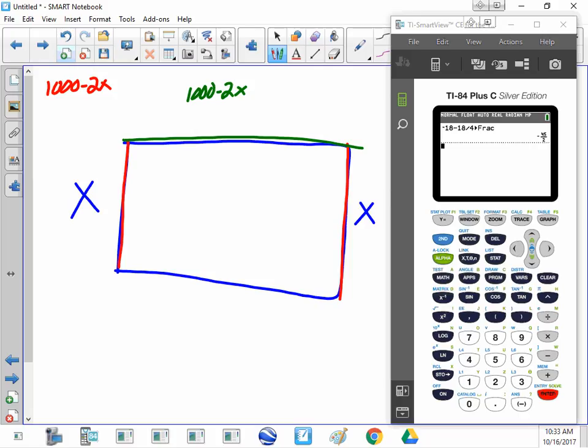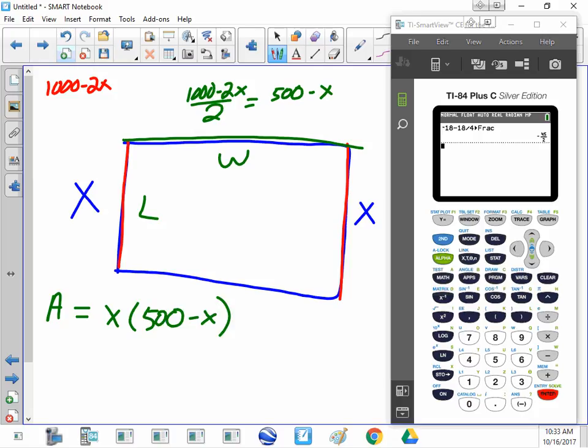Oh, I see what you're saying. So once we get here, can we simplify? Yes, you can. So 500 minus X. Okay, so what is the area of that rectangle? It's just L times W, right? So X times 500 minus X. So I essentially get negative X squared plus 500X. Now what do I want to do? I want to graph it and find the vertex. I want the maximum.